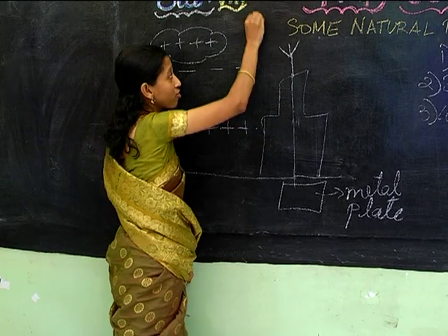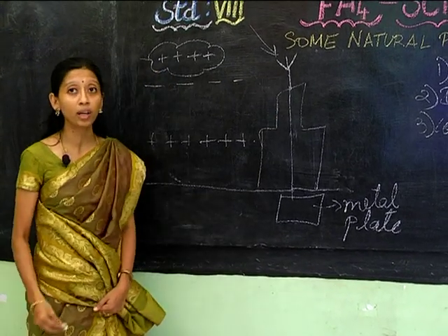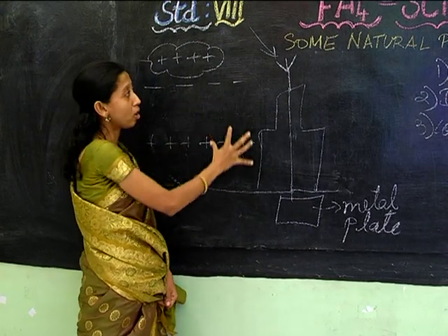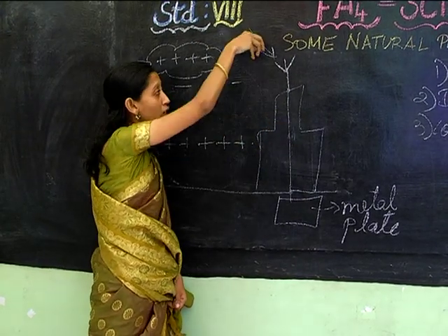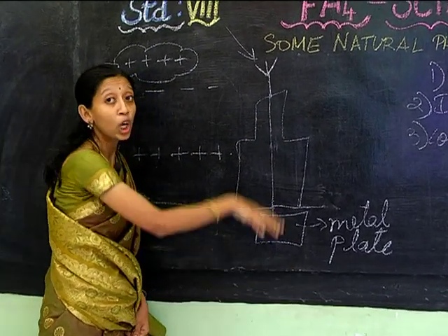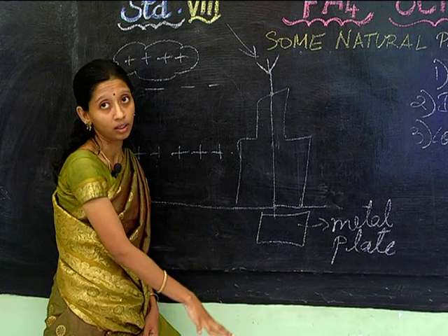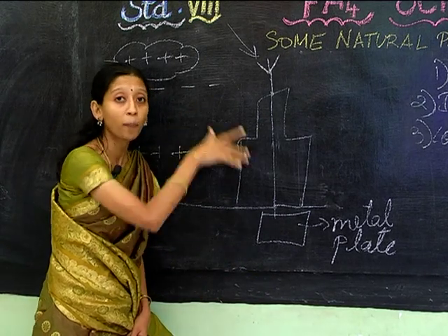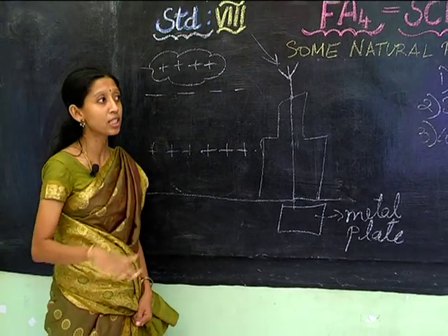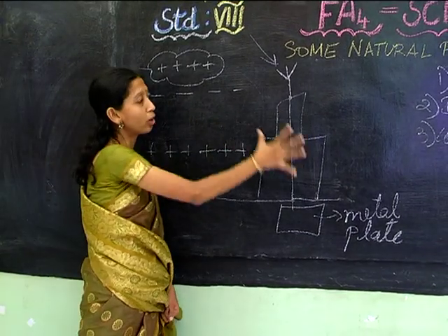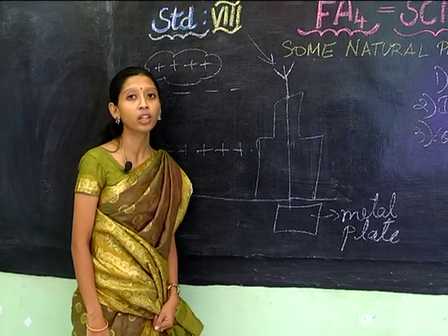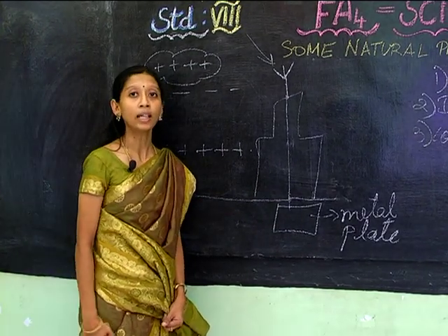When lightning strikes the building, the lightning conductor will absorb all the charges. It will pass them through the metal rod and then on to the metal plate which is kept deep inside the earth. So all the charges will pass very deep inside the earth and will not affect any of us in any way. This is the working of a lightning conductor, one way of saving the building from lightning.